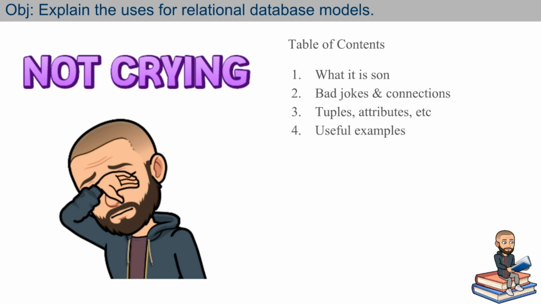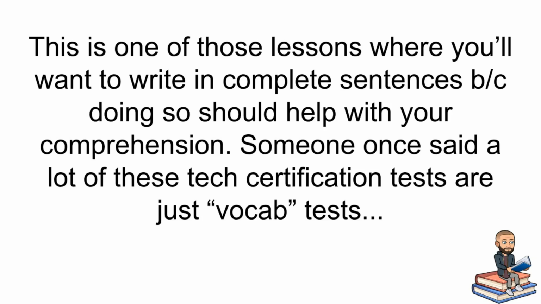So the first thing we'll do is I'll just explain what it is. Then let me give you some bad jokes and poor connections to try to think about when approaching relational database models. After that, I'll just start digging into the vocabulary words like tuples and attributes and a few others. And then I hope to just provide you some useful examples as you move forward.